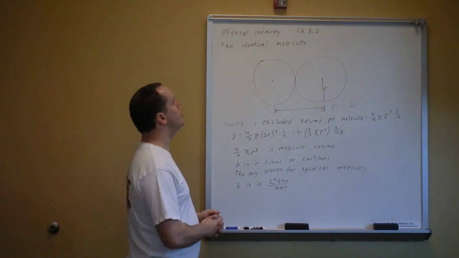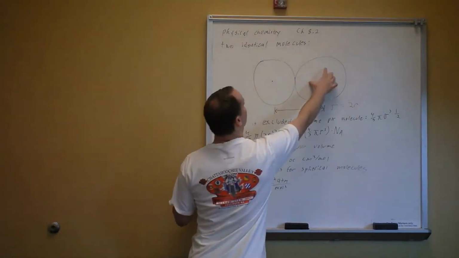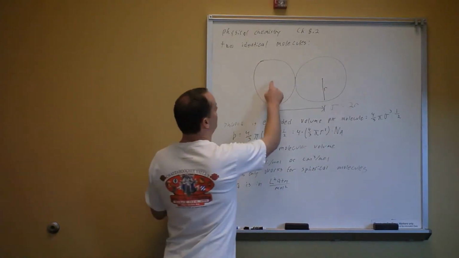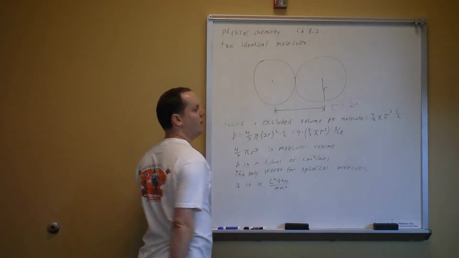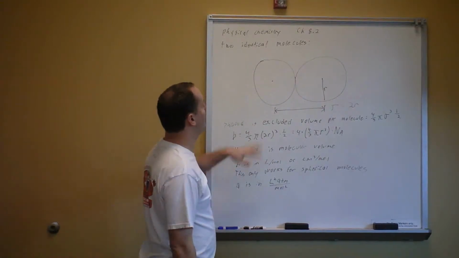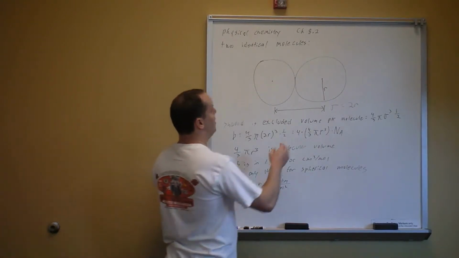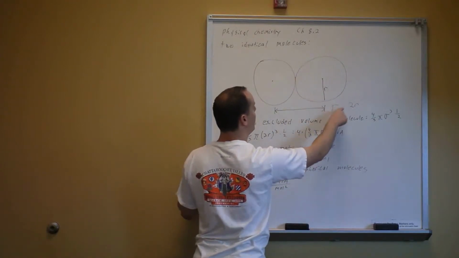We're in Physical Chemistry, Chapter 8, Section 2. Now I've drawn two identical molecules next to each other. They're very large molecules. So the dot, of course, is going to represent where the nucleus is, and the outside is going to be the official radius. Obviously, this is grossly oversimplified, but it's a good start. So the distance between the molecules, center to center, is just going to be twice the radius.